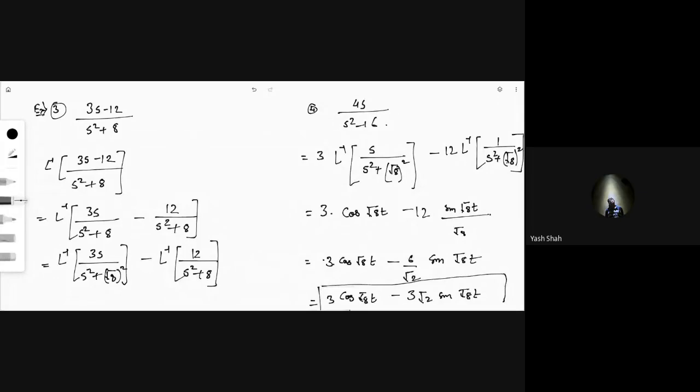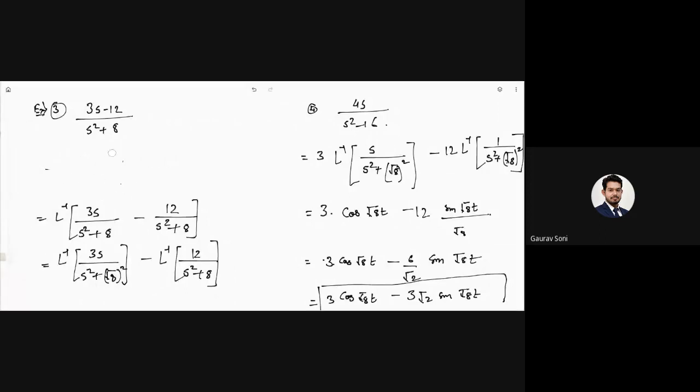Sir, if we don't simplify, it's okay, no? It's okay, no problem. When we take the Laplace inverse, the final answer like 3 cos root 8t is okay. But sometimes, if it is an MCQ question, you will have to simplify it in order to match it with the options. If it is theory, there is no problem at all. You can write wherever you are comfortable. Okay, sir.